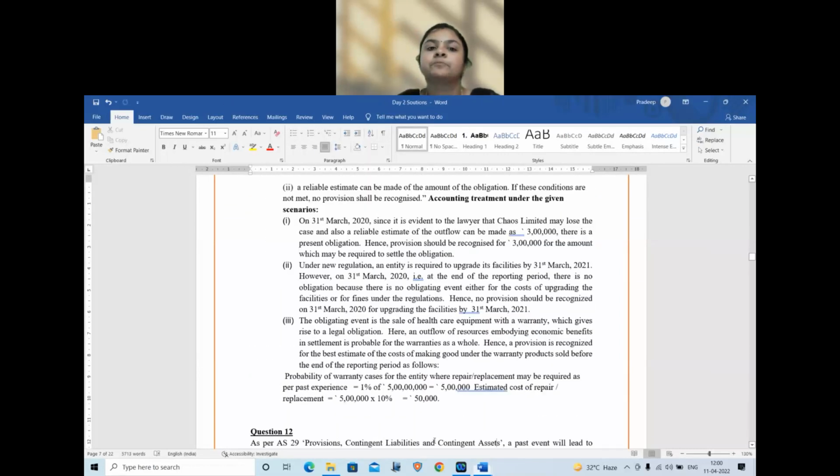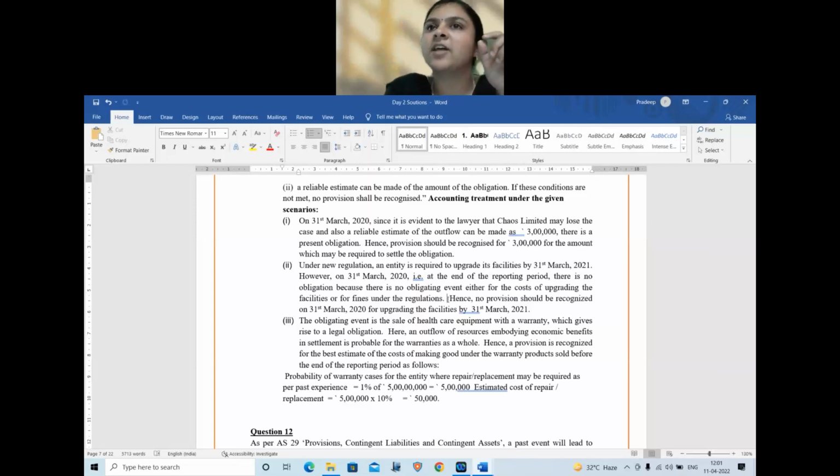Let's read the answer. Under the new regulation, an entity is required to upgrade the facilities by 31/3. However, as on 31st March, there is no obligation, okay, either for the cost or for the fines and regulations, because here the deadline is set in the future. Just because a deadline is set in the future doesn't mean an obligation is immediately created. When an obligation is created depends on when the activity is started by the enterprise. Suppose if the deadline is 31/3, I still don't do it after 31st March 2021 also. Government will charge me fine. For the fine only the obligation is created, not for the expenditure. Correct? So government asks you to pay tax, income tax on due date.